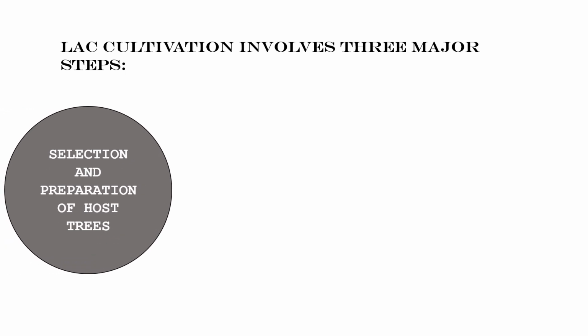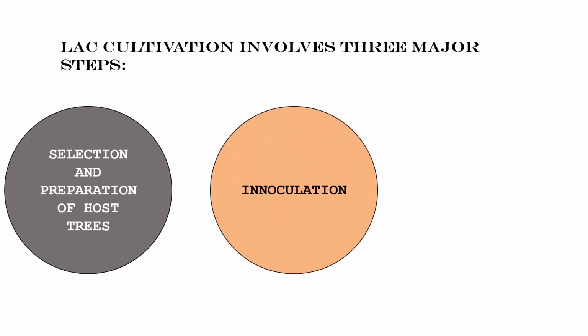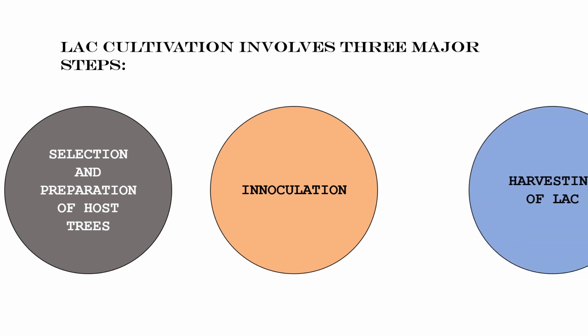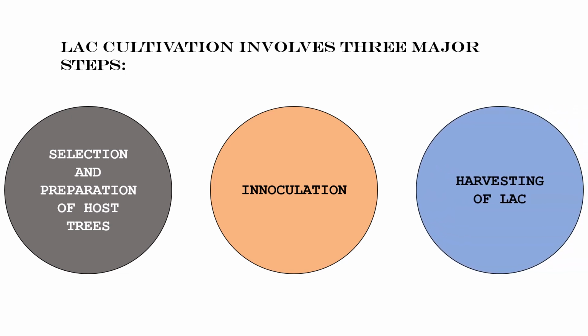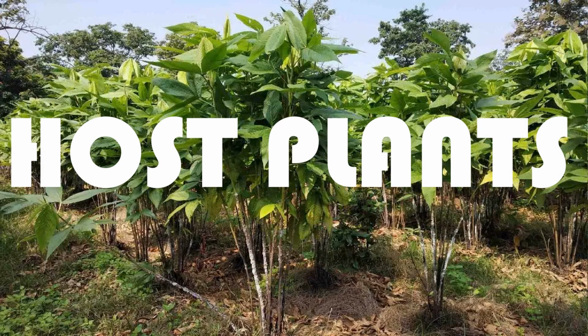Lac cultivation involves three major steps. The first one is selection and preparation of host trees, and the second one is inoculation. The third one is harvesting of lac.